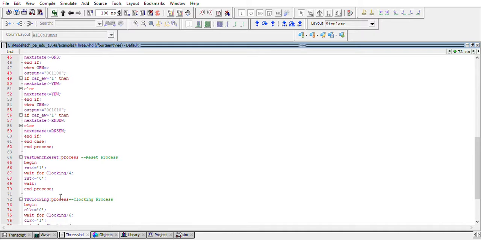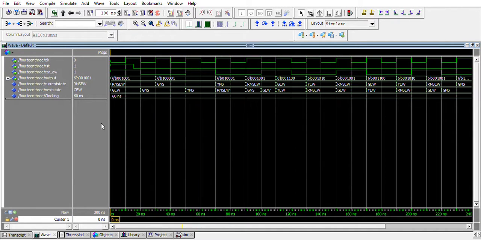So now to go to simulation, go through everything first. Initially we are at reset, so the current state stays at the red, north, south, east, west. Reset goes to 0. We have a car. A car is detected while we're still in the red, north, south.